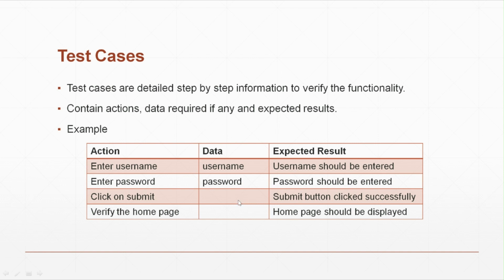And once the user clicks on submit, that submit button should be clicked successfully. And once the submit button is clicked, the user should be navigated to the home page, and the home page should be displayed. This is how we write test cases. Test cases are step by step information. Usually we write actions and expected results in a detailed way.